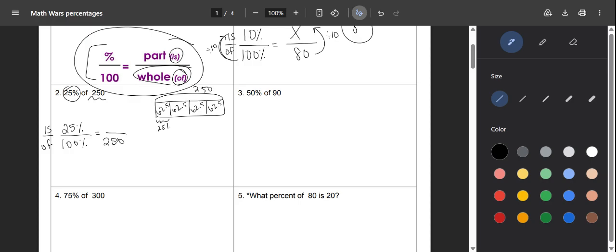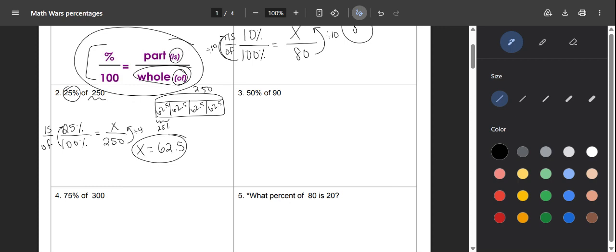So now I've got to figure out how to get from one amount to the next. Well, I know that if I want to go from 100 to 25, I can divide by 4. So I'm going to do 250 divided by 4. And that tells me x is equal to 62.5.